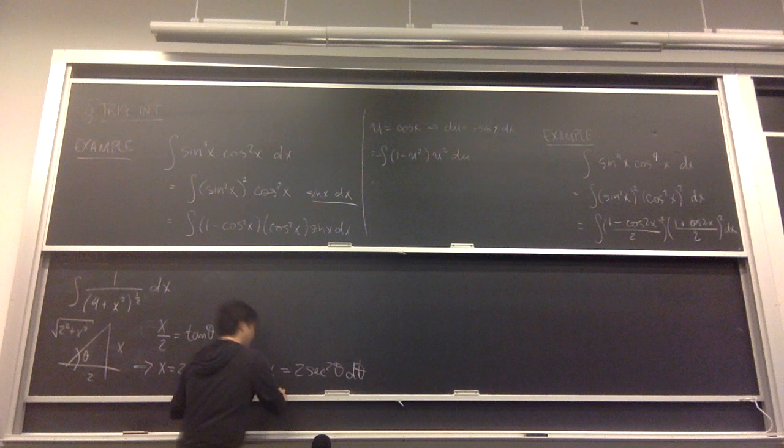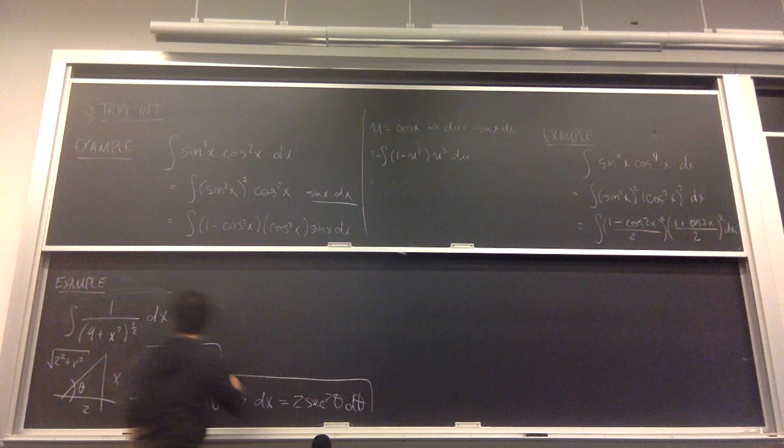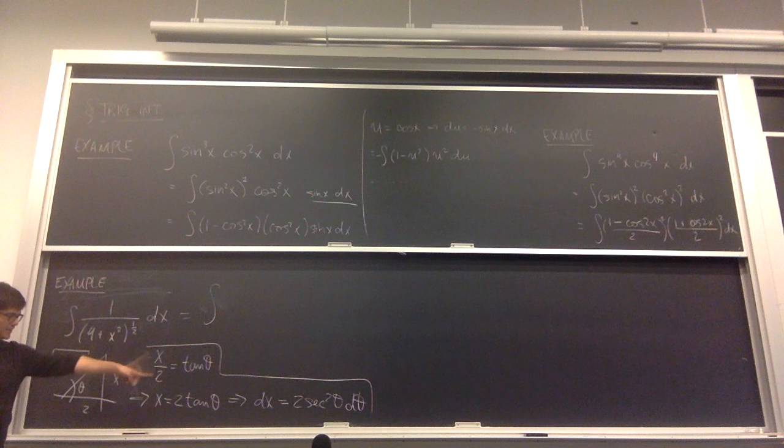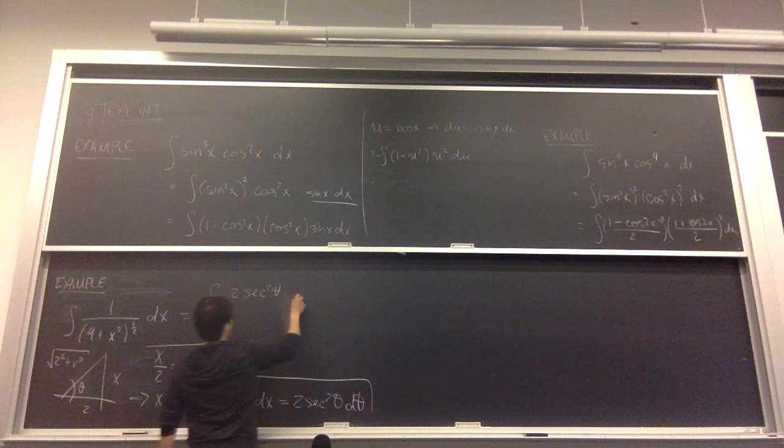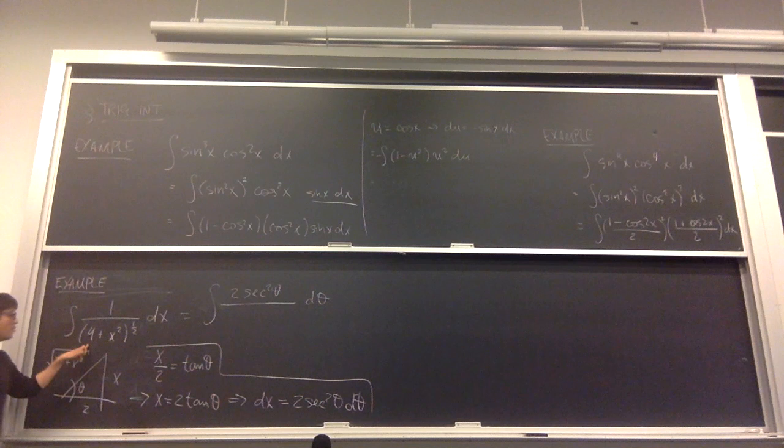Okay, why will this help? Well, let's just check it out. Let's do those substitutions. What do I get? dx has to get replaced by 2 secant squared theta d theta. That's 2 secant squared theta d theta over what? Okay, that's going to be 4 plus 4 tan squared theta, yeah?